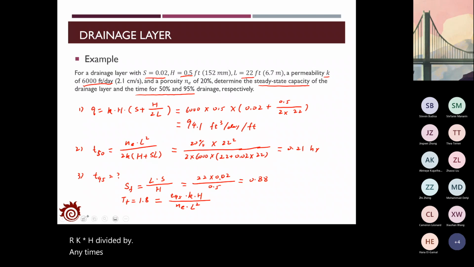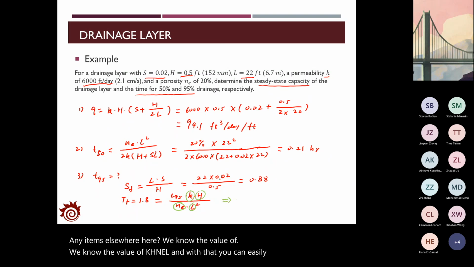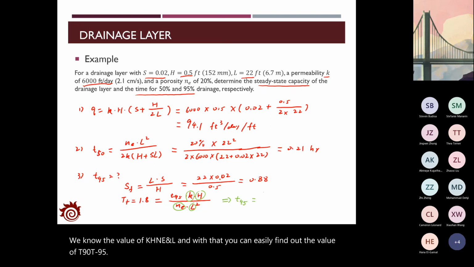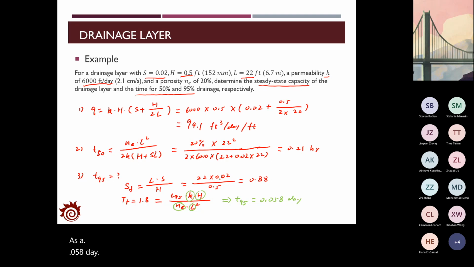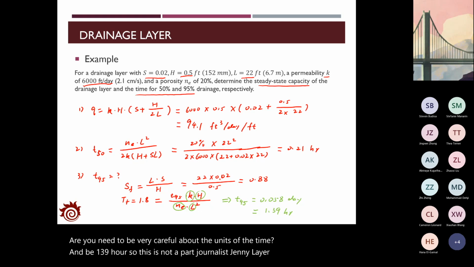Here we know the value of K, H, NE, and L. And with that, we can easily find the value of T95 as 0.058 day. You need to be very careful about the unit of the time. And that will be 1.39 hour. So this is a drainage layer with very good quality.